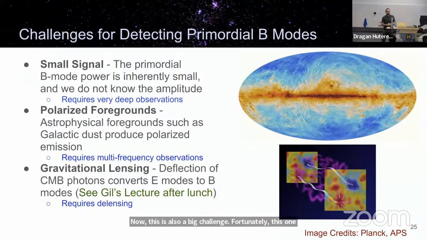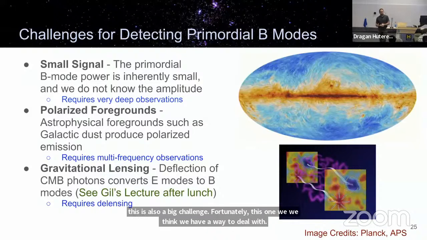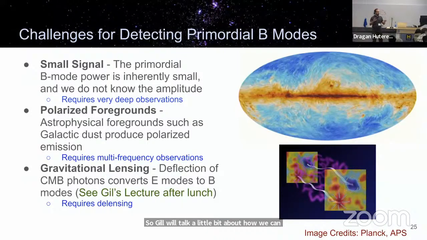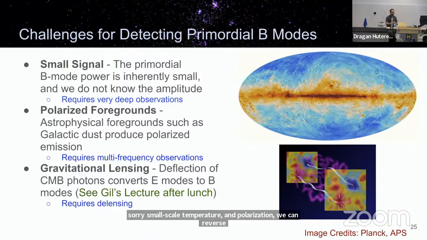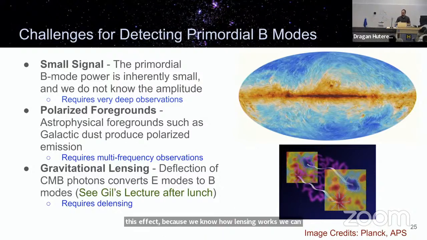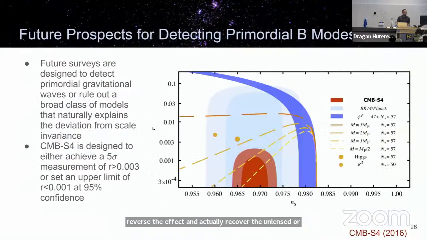So Gil will talk a little bit about how we can reconstruct the lensing deflection. And if we can actually measure the lensing deflection through statistical observations of the small scale temperature and polarization, we can reverse this effect. Because we know how lensing works, we can reverse the effect and actually recover the unlensed, or a better approximation of the unlensed CMB. So these are techniques that we will pursue with future observations.